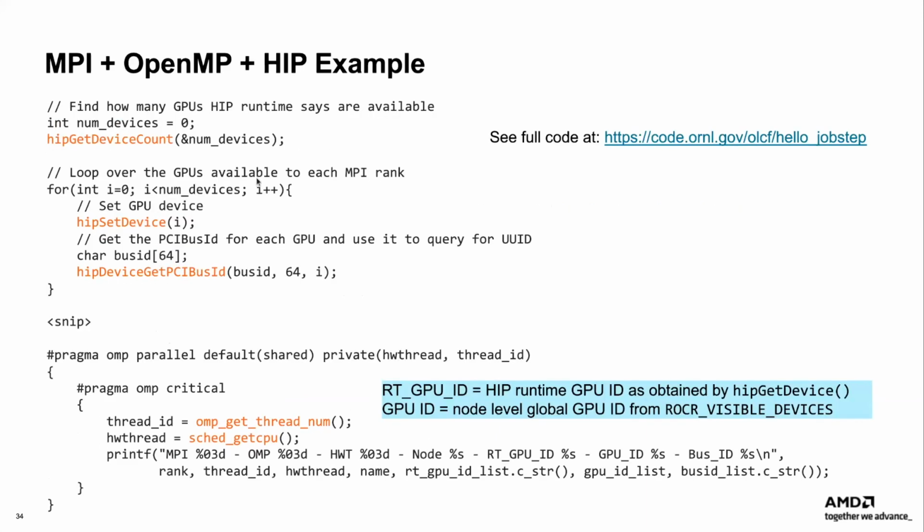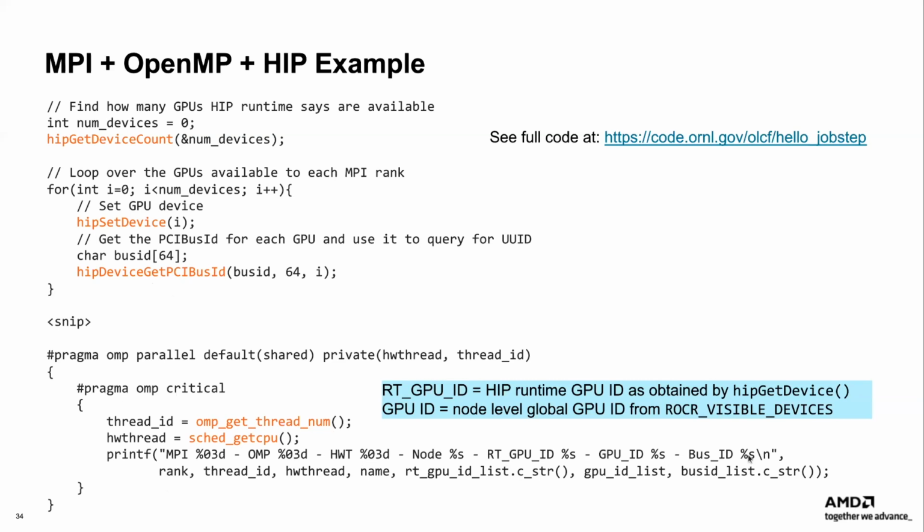And in this example, I'm just picking and choosing some parts of the code, but the full code you can obtain from this link. To get the number of devices, we can use hipGetDeviceCount. To set a device and get its PCI bus ID, this is a unique identifier for each GCD or each GPU device. So hipDeviceGetPCIBusId will give us that. And everything else is the same.